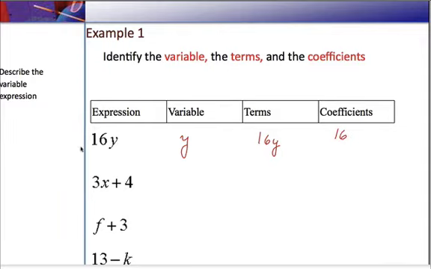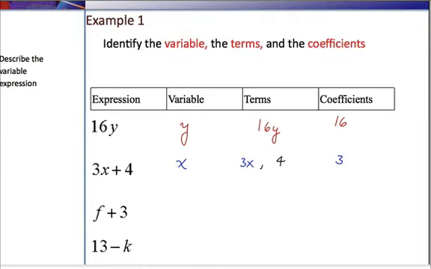Let's look at the next one. We have 3x plus 4. This time my variable is x. This time we have 2 terms, right? We have 2 things separated by addition. So 3x is one of the terms, and 4 is the other term. The coefficient, what I multiply the variable by, is 3. All right, let's look at the next one here.